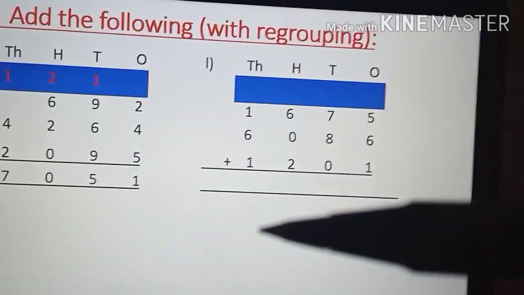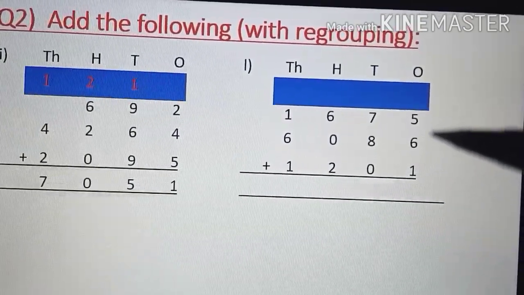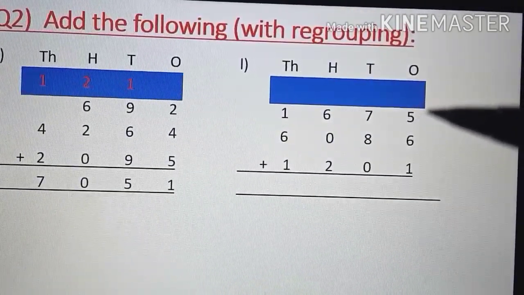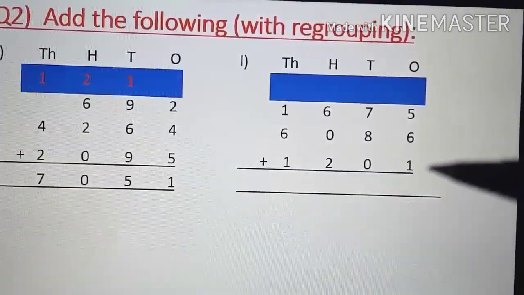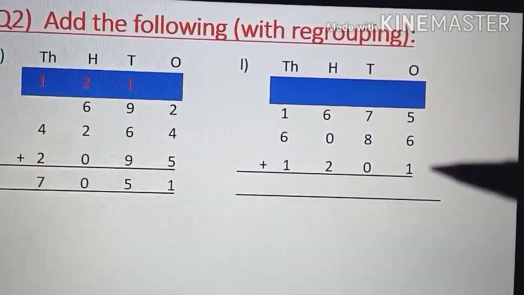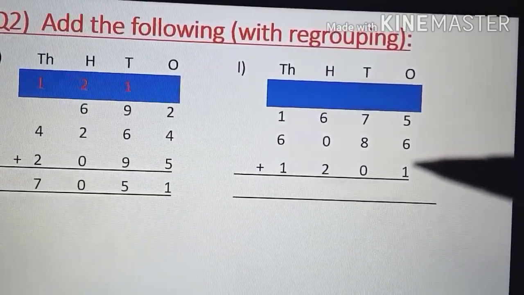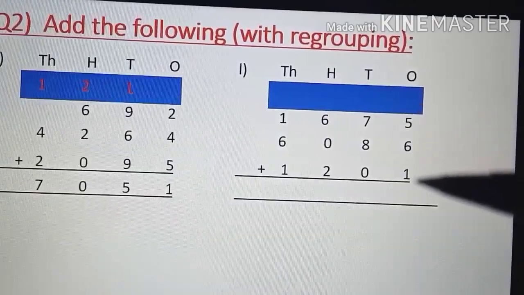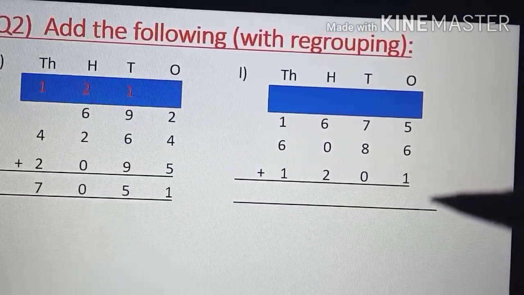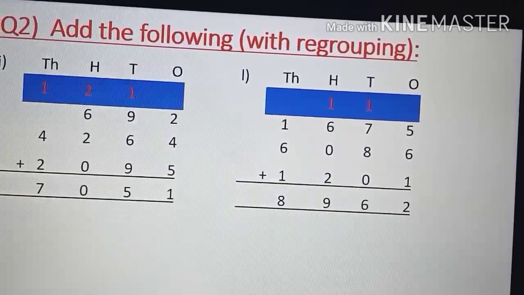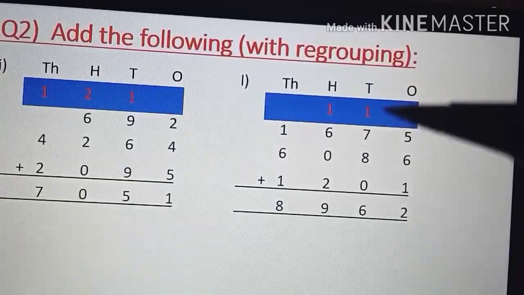Now last question, question number L. Here again there are 3 addends. First addend is 1675, second addend 6086 and third addend is 1201. Start addition from the ones column only. So you will add digits 5, 6 and 1. 5 plus 6 plus 1. What you are getting? Yes, we are getting 12. So you write here 2. Carry over 1 here under the tens column.